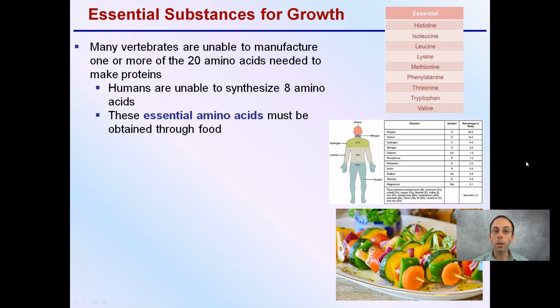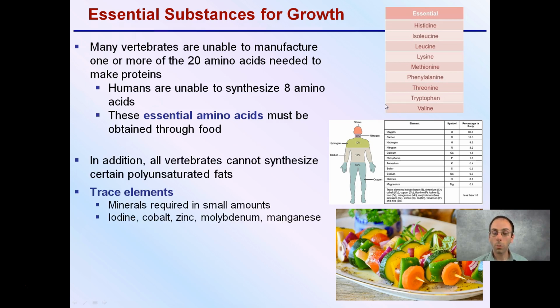Continuing on, essential substances for growth. So we do consume food, but we have some essential substances for growth. Many vertebrates are unable to manufacture one or more of the 20 amino acids needed to make proteins. While there's only 20 total, humans are unable to synthesize 8 of those 20. There's a couple listed here. Leucine, lysine, phenylalanine, valine are essential because those must be obtained through the food, meaning our body cannot manufacture these.